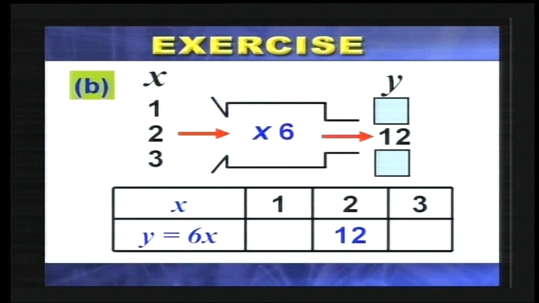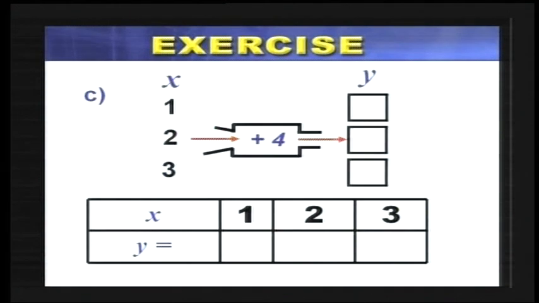Okay, let's move on to exercise C. You have your inputs, 1, 2, 3. Your function rule is you are to add 4. I'd like you to work out what would be our outputs as in the terms of letter Y. Then from your function machine, you transfer the information into the table. Be very careful with the Y output from the table. You are to write your equation in there.